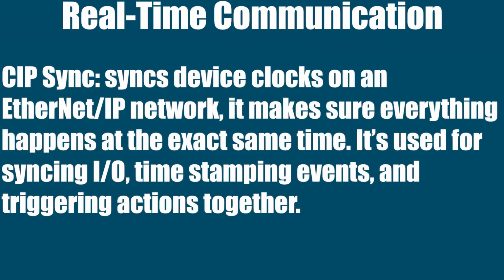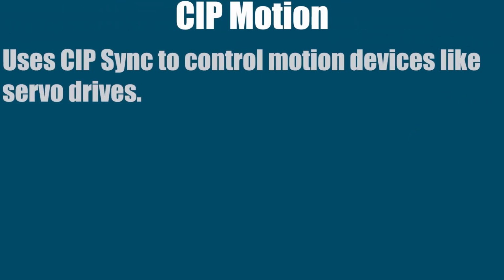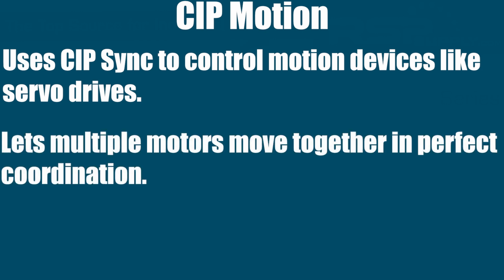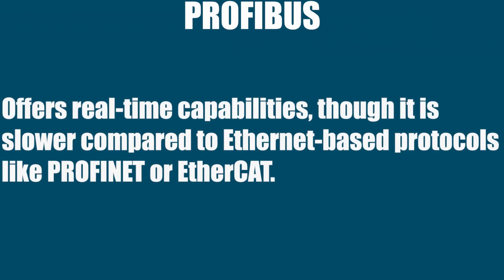CIP Sync syncs device clocks on an Ethernet IP network. It makes sure that everything happens at the exact same time. It's used for syncing input-output, time-stamping events, and triggering actions together. CIP Motion uses CIP Sync to control motion devices like servo drives. It also lets multiple motors move together in perfect coordination. It's used for high-precision motion like packaging machines, robots, or CNC systems. Profibus offers real-time capabilities, though it's a bit slower compared to Ethernet-based protocols like Profinet or EtherCAT.